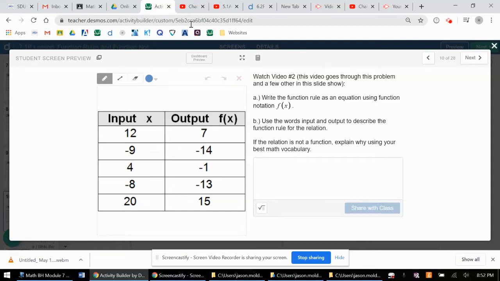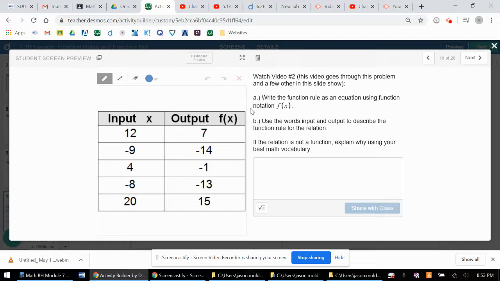This is the second video for the 7.1b lesson. The previous tables were a little different than this one. These tables state, some of it is the same. A, write the function rule as an equation using function notation. And B, using the words input and output, describe the function rule for the relation. And side note, if the relation is not a function, explain why.